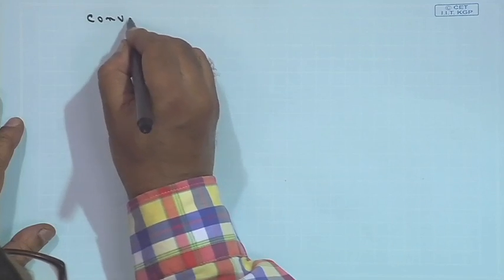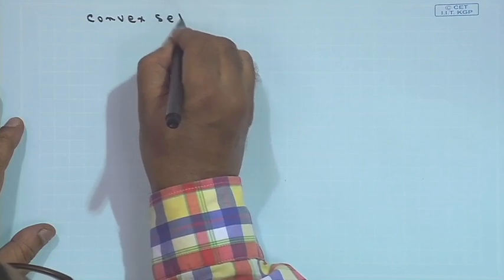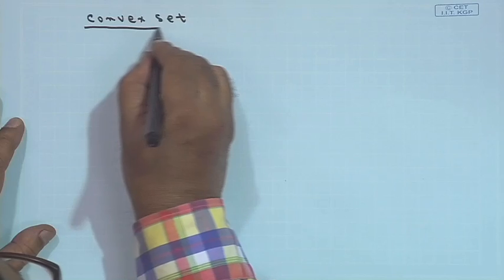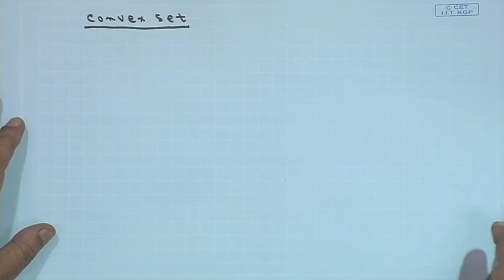Now, let us start the next things. Come to the convex set. Earlier we have talked about the basis, dimension and the spanning set.